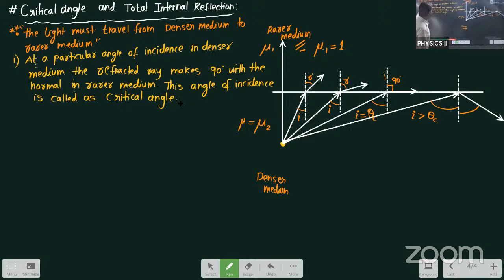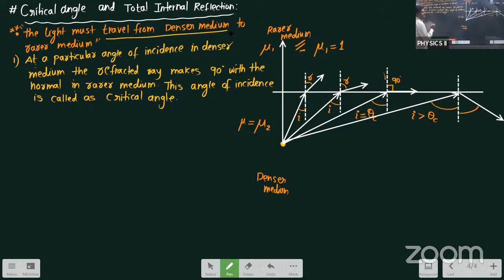What is the first important condition? The light ray must travel from which medium to which medium? Denser medium to rarer medium. At one particular angle of incidence, what is happening? The refracted ray makes an angle of 90 degrees with respect to the normal in the rarer medium. Let us determine the value of this critical angle theta c.